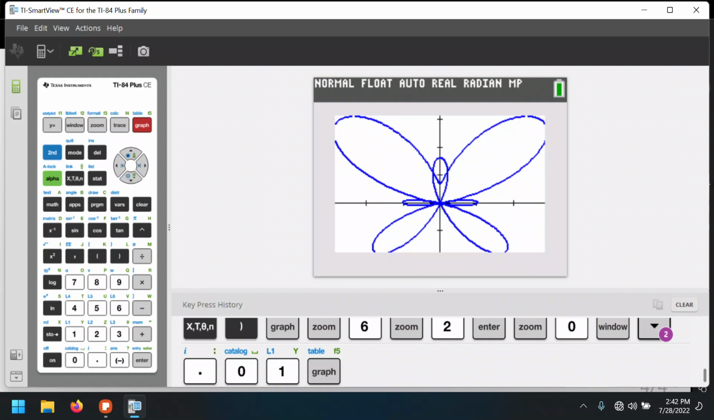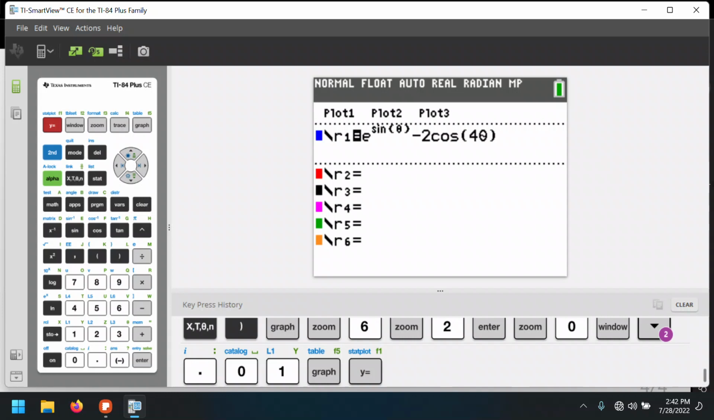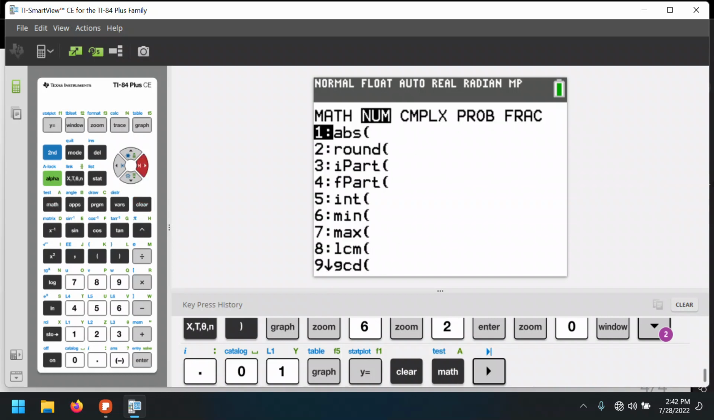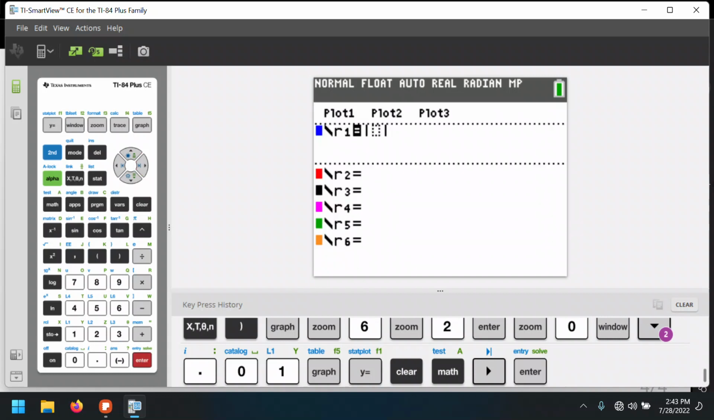Let's look at the actual Valentine curve. For the actual Valentine curve, I'm going to do this one in slower motion because there are a few commands that we need. First of all, number one, we need absolute value. The absolute value will be found under math. Scroll once to the right to highlight the num function, and the first one, that's the abs. Click enter and then type the tangent function, tangent theta.